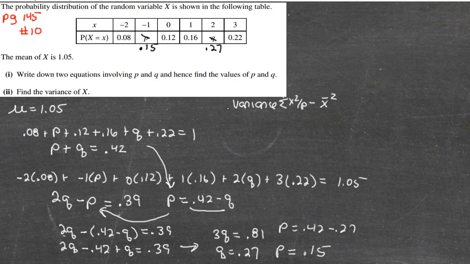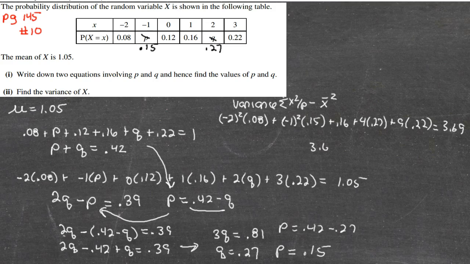So I got negative 2 squared times 0.08, and then negative 1 squared times 0.15. And the truth is, I probably wouldn't even do that. I would just go ahead and figure out what they are squared. The 4 times 0.27 and 9 times 0.22. And then when I sum all that up, I find out that it's 3.69.